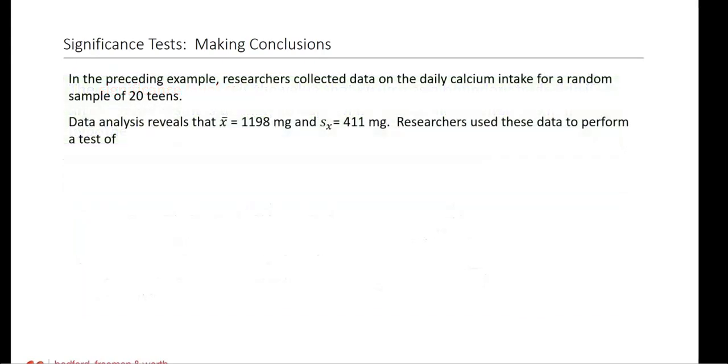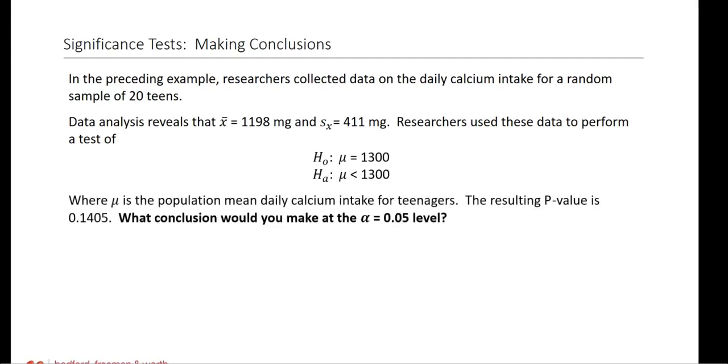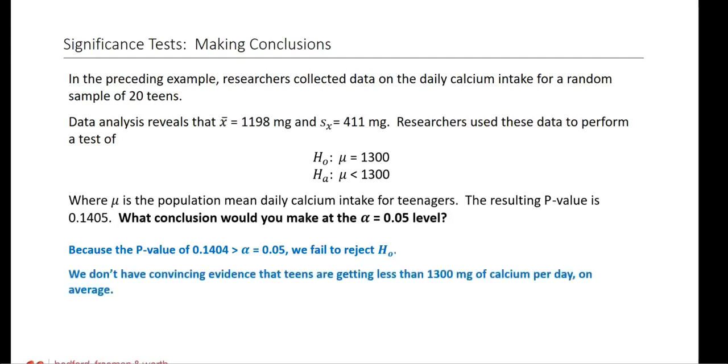In the preceding examples, we had that. What conclusion could you make at the 5% level? Because the p-value of 14% is greater than the alpha of 5%, we fail to reject the null. We don't have convincing evidence, right? Because 14% is not that unusual. That's not convincing evidence that teens are getting less than 1,300 milligrams of calcium per day on average.